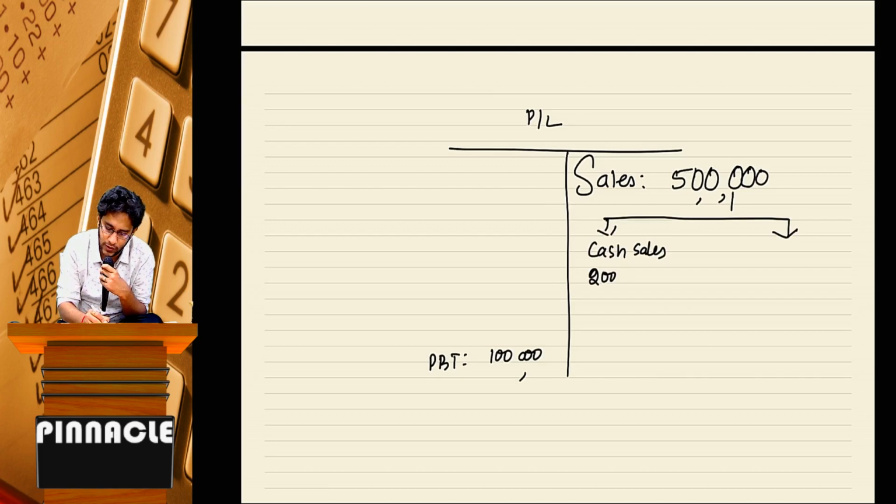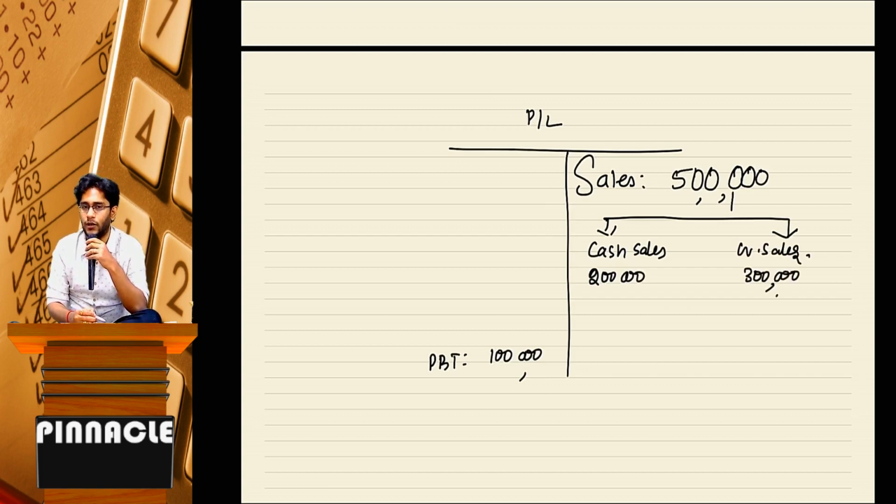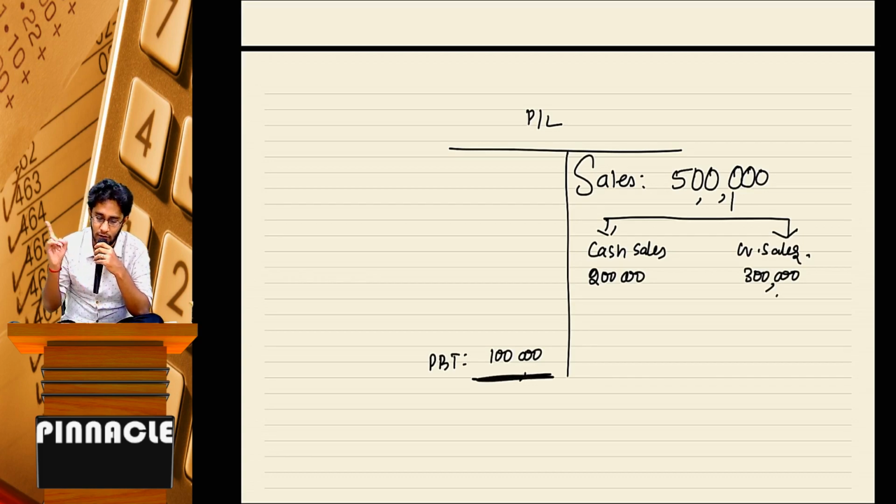Cash sales 2 lakhs, sir. Credit sales balance 3 lakhs are there. Tell me, sir, how much is the non-cash component now? In this 1 lakh, how much is the non-cash component? 3 lakhs. So non-cash only, no? Correct? So I have to eliminate that? Right. No.